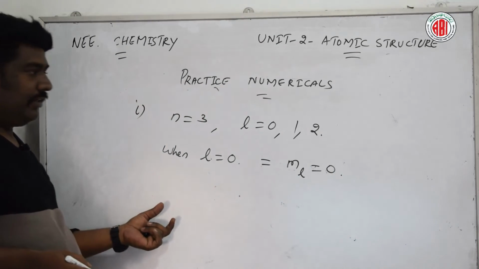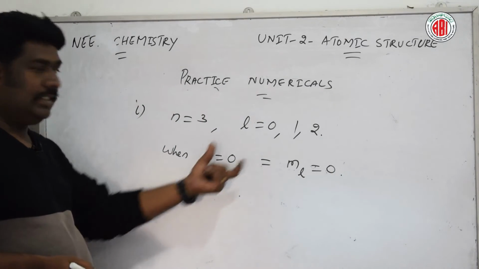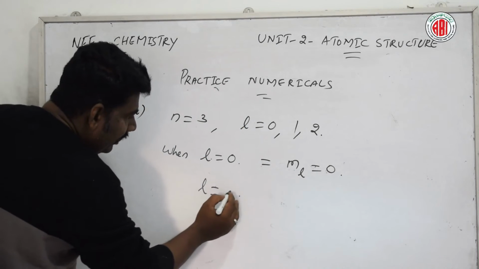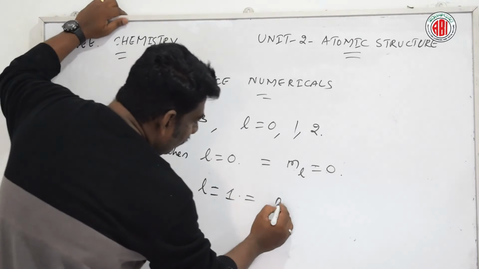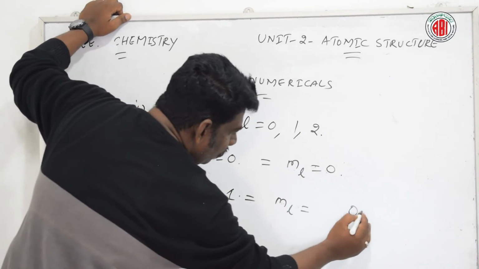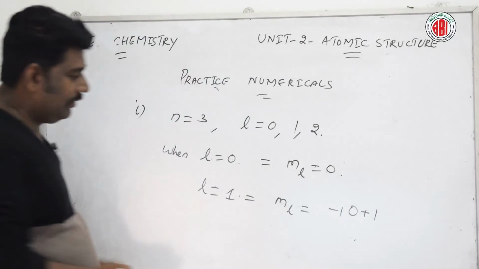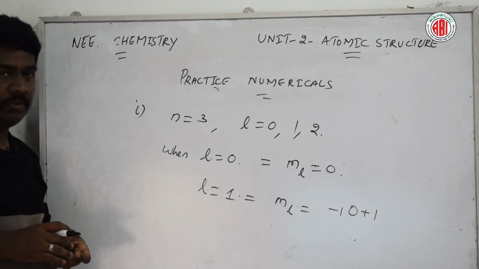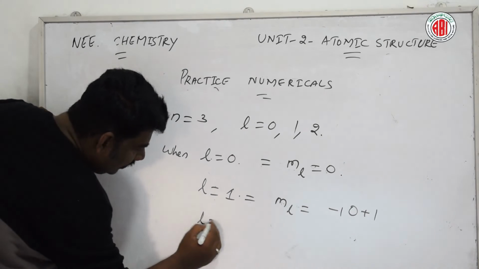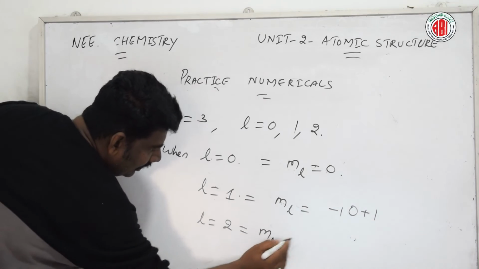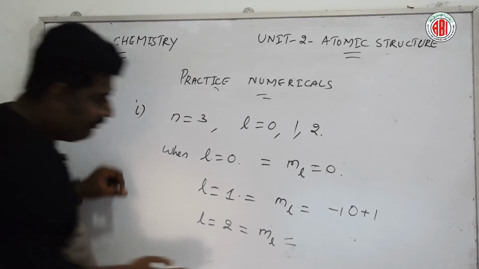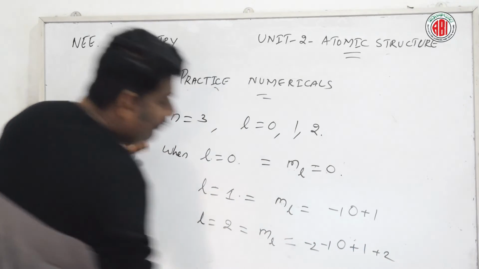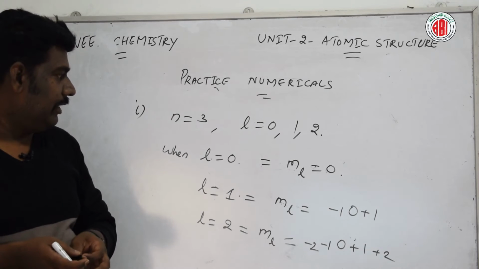Okay, if l is equal to 1, that is nothing but the ml value, that is 0, plus 1 or minus 1. That is the value for ml if the value of l is equal to 1. In case l is equal to 2, then the ml value, that is the magnetic quantum number value, is 0, plus 1, plus 2, minus 1, minus 2. Okay, so these are the possibilities.